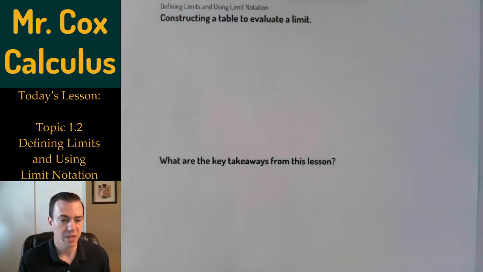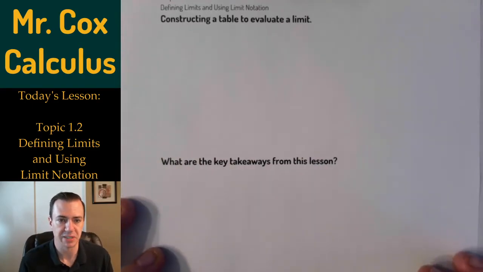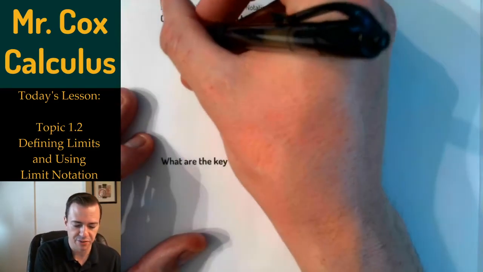We just saw where we can look at the behavior of a graph and write limit notation that way. We can also do so, and sometimes it helps to see it in a tabular form. In fact, the next two lessons are going to focus on us looking at graphs and tables in order to write some limit statements. But let's consider a function here.